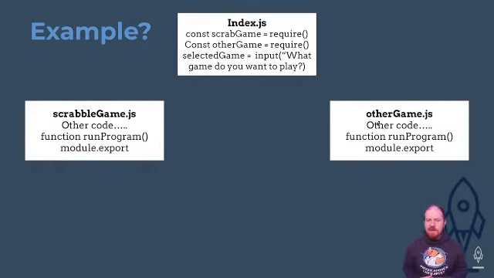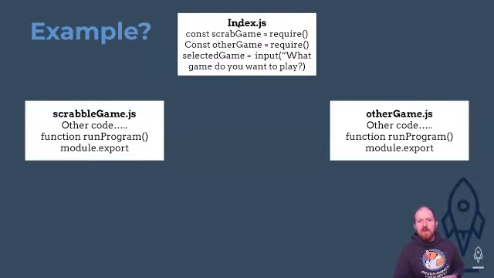Well, what if instead of making a Scrabble game, we actually wanted to make a website that had multiple games in it? Well, what we could do is make another game, doesn't matter what it is, .js, and we can do the same thing. We can write all the code needed for that game. And we could do this multiple times. So we could have 10 different games, and each of them having their own file to run in.